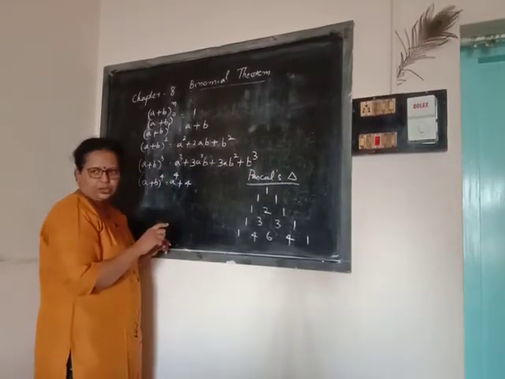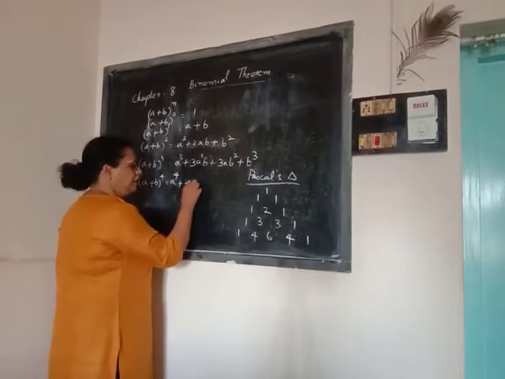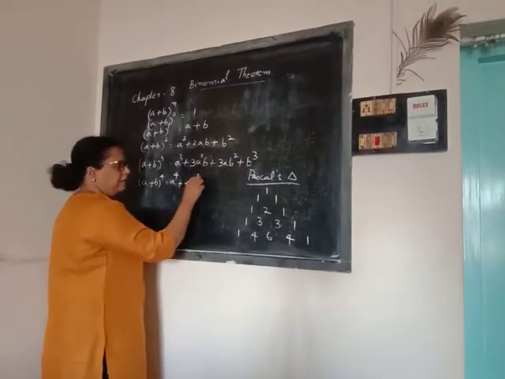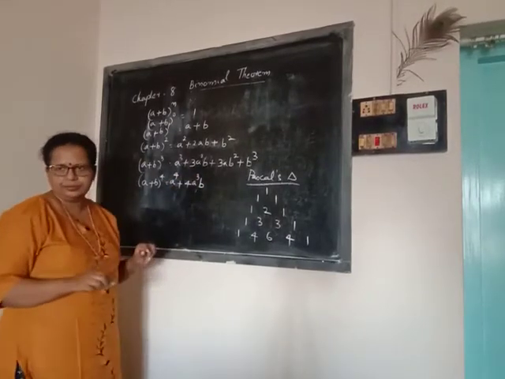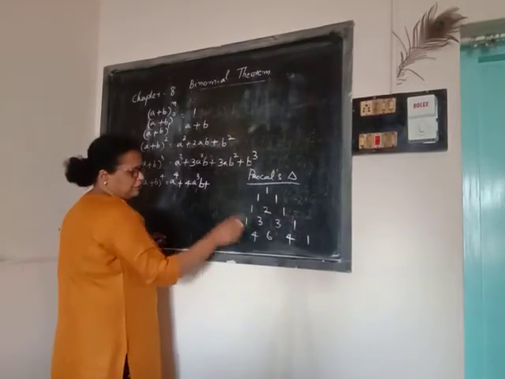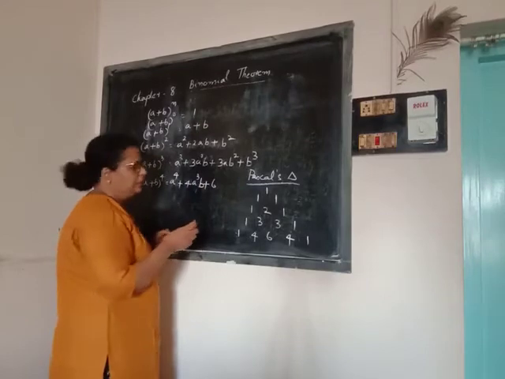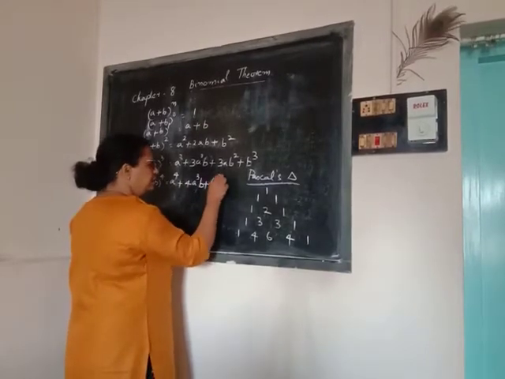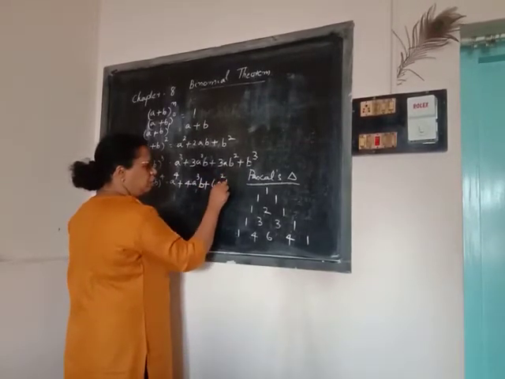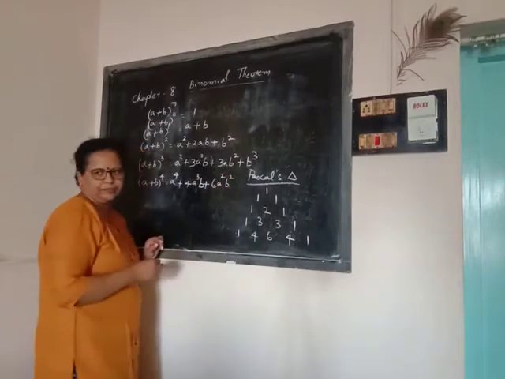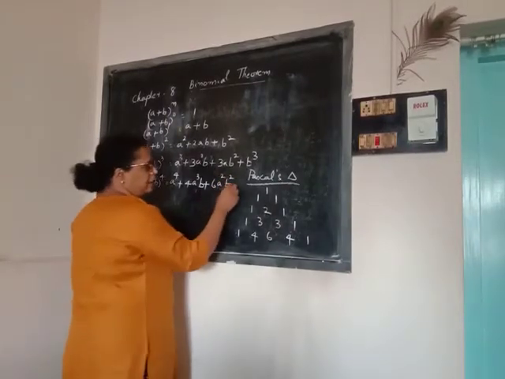A raised to 4, power should decrease by 1. So it will be a cube. Then b should start. Plus next term, what is the coefficient? 6. a again, the power should be 1 less. So it is a squared. b should be more, b squared. Next is what?